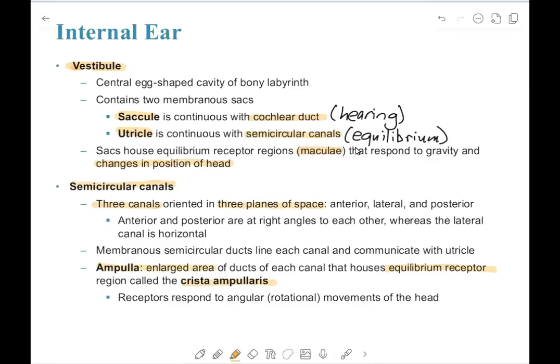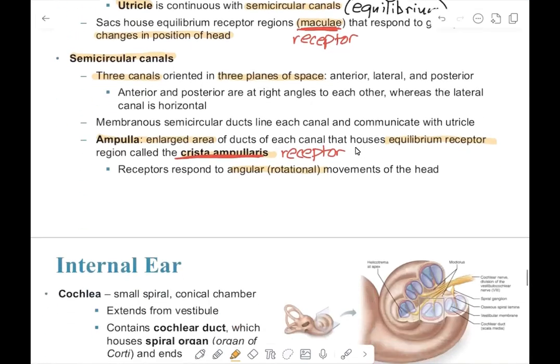So again, what is really important for you to make sure that you know is that the receptor in the vestibules, the saccule and utricle, are called the maculae. The receptor in the semicircular canals is called the crista ampullaris. And it responds to a different type of movement of our head. It would be rotational movement, kind of like you would see with a ballerina turning and rotating, or perhaps on the show Dancing with the Stars.